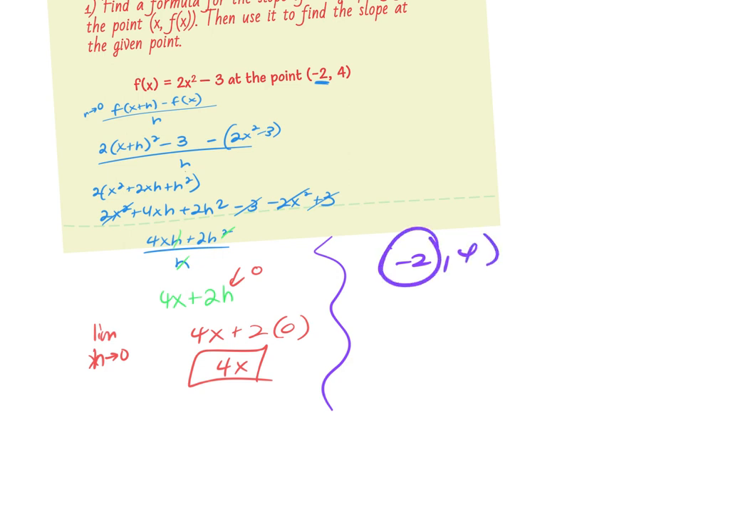So I just plug this in for x. So 4 times -2 is -8. And that should have been the answer for both parts.